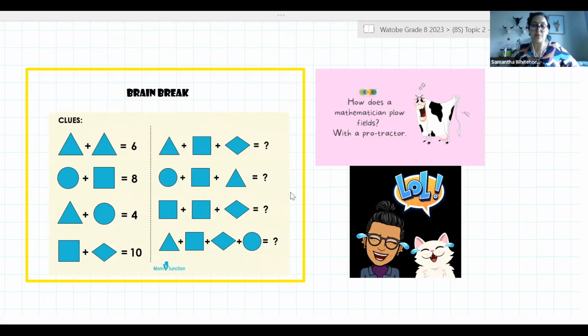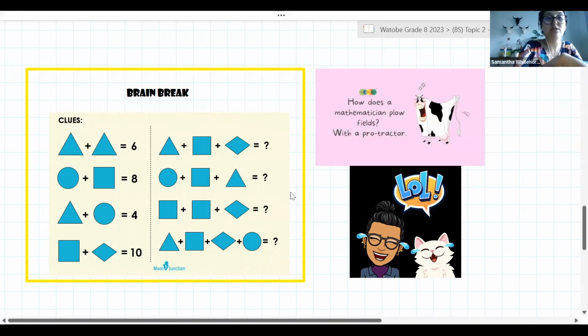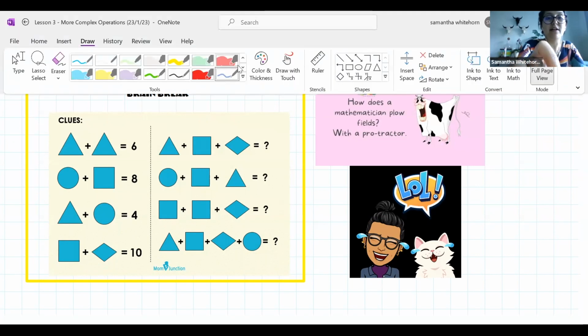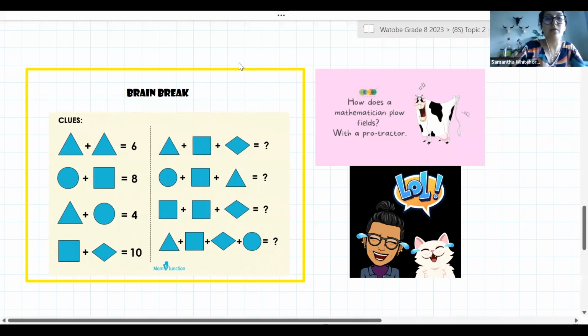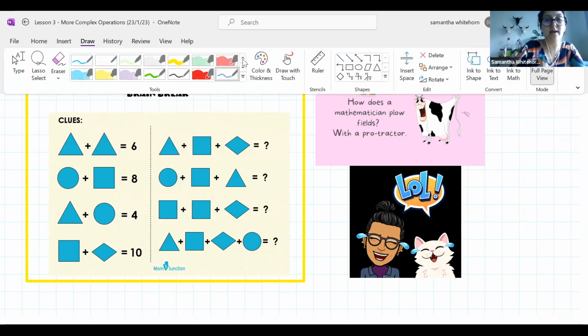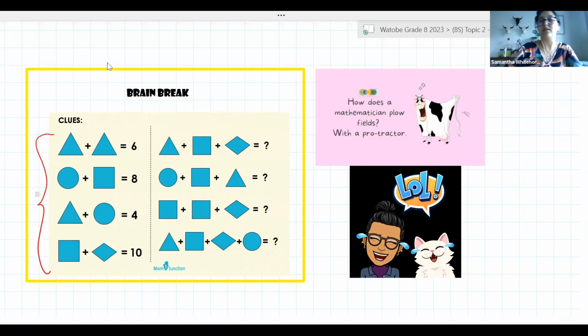Right, so here is our brain break for today. What I would suggest you do is start with the clues. Start by looking on the left-hand side and see if any of these clues help you figure out the value of each shape. Remember, we want to know what a triangle is worth, what a circle's worth, what a square's worth, and so on. My advice is to start with the clues on the left.